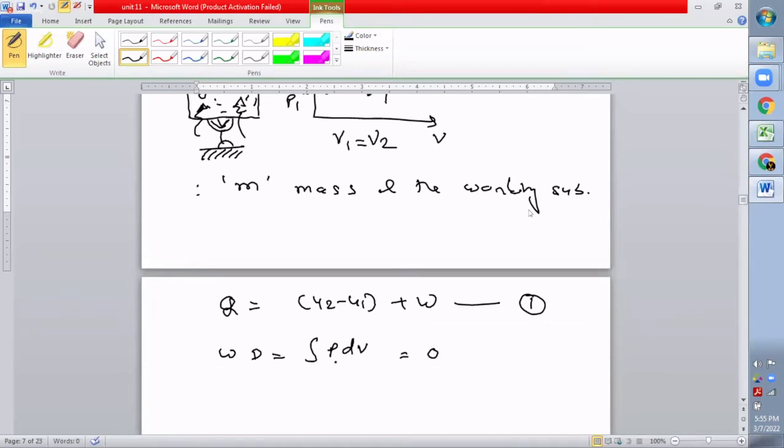Because there is not any change in volume, P multiplied by dV is equal to 0. So dV is equal to 0, and work done is equal to 0 for the 1 to 2 process.